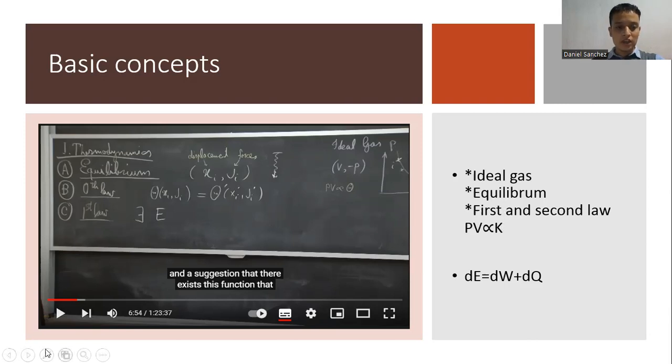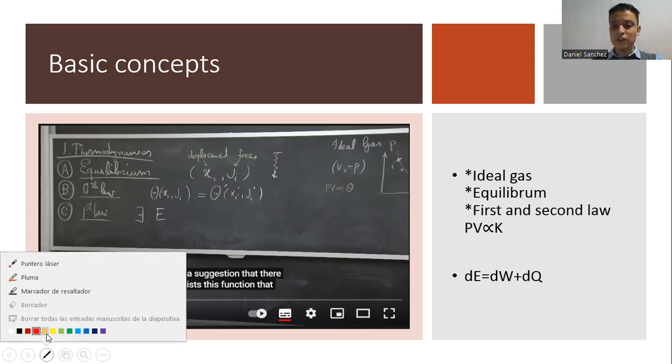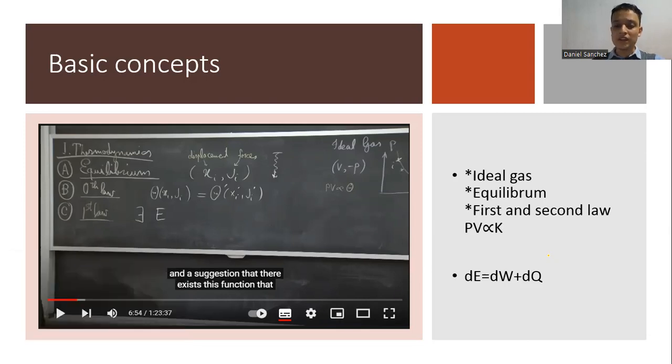Well, here we have a mathematical expression for the first law that says that the differential of the energy is equal to the differential of the work plus the differential of heat. So we could use the energy of a system to have work and heat. But sometimes the heat is a waste of energy.